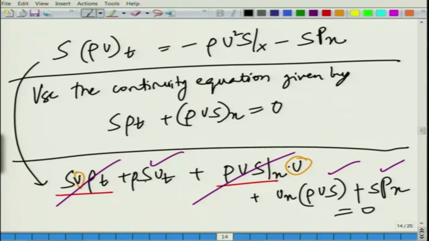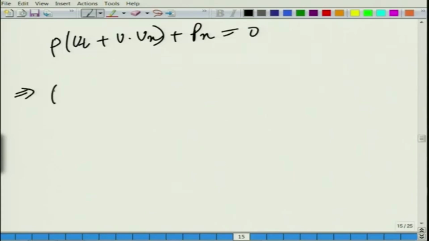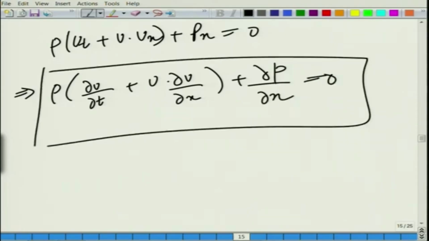We can also divide throughout by s, because s is nowhere there in the derivative part. So, the simplified form is rho times u t plus u into u x, plus p x, is equal to 0. That is, rho times del t of u plus u into del x of u, plus del p of x. So, p is the total pressure, mind you. This is your momentum equation, which is the same as what we got for the duct with a uniform cross-sectional area.